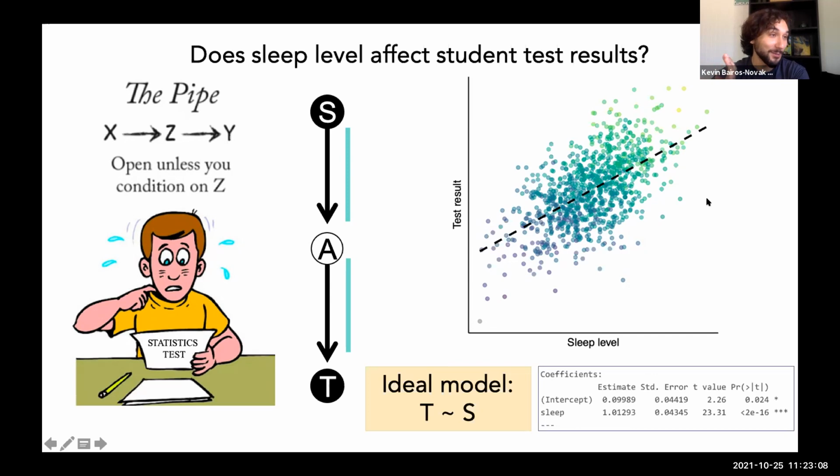But obviously systems are much more complicated. But just using the simplest systems and simulating them, you can really see where problems arise very quickly. All right, so does sleep level affect student results? Obviously, yes. It's clear that we were wrong before.